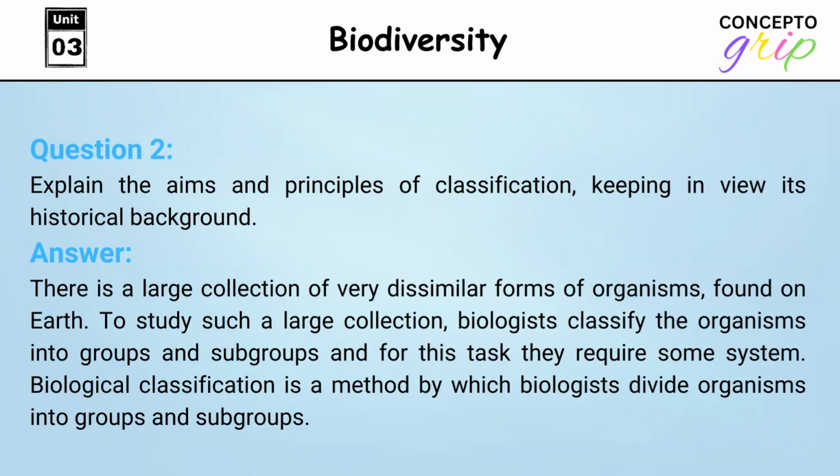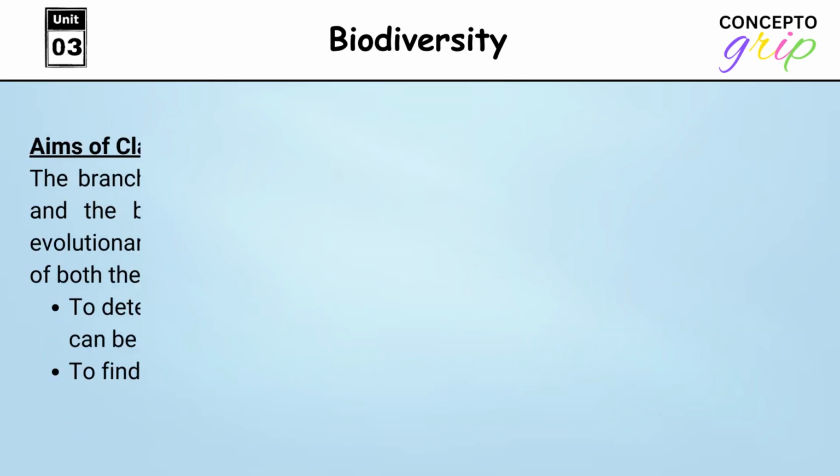Question number two. Explain the aims and principles of classification, keeping in view its historical background. Answer. There is a large collection of very dissimilar forms of organisms found on Earth. To study such a large collection, biologists classify the organisms into groups and subgroups, and for this task, they require some system. Biological classification is a method by which biologists divide organisms into groups and subgroups.